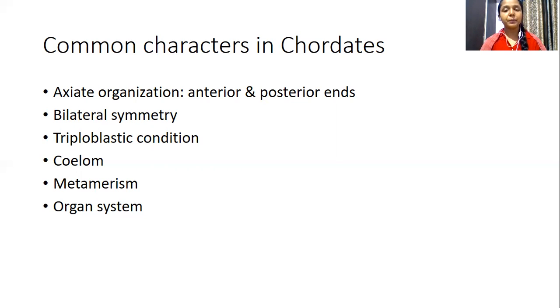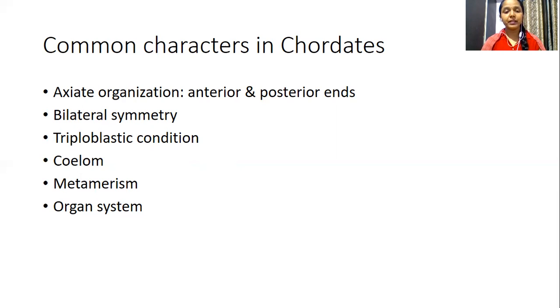And there is always a pair of pharyngeal gill slits. At some point in the lifetime of the individual, they will exhibit pharyngeal gill slits, whether in the embryonic condition or in the adult condition. And the digestive system is complete, starting from the mouth and ending with the anus.